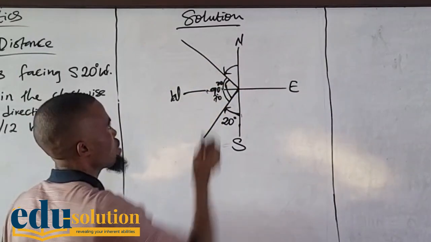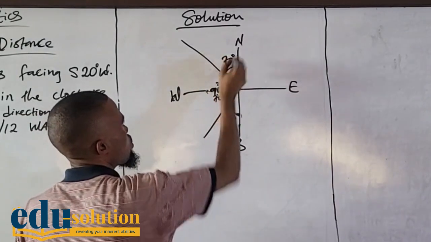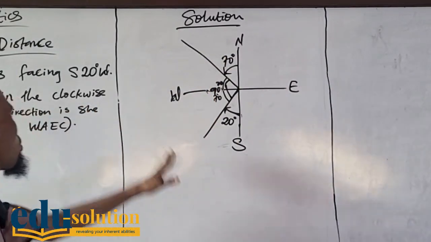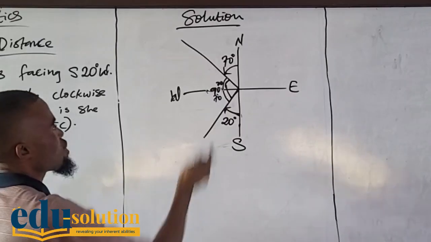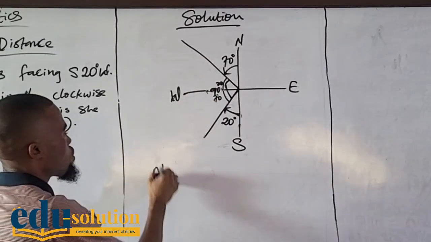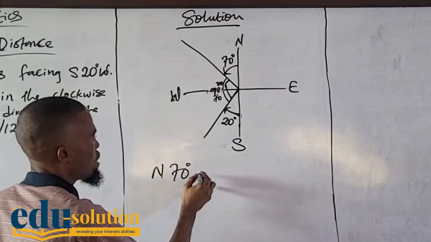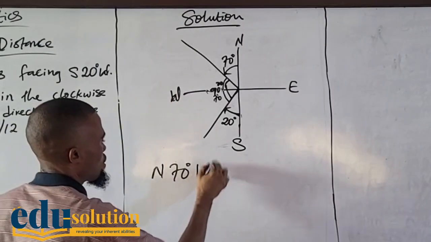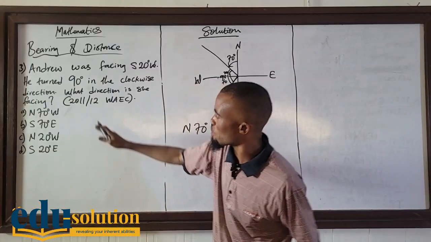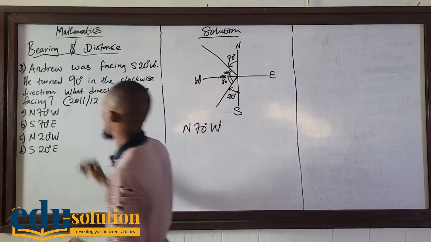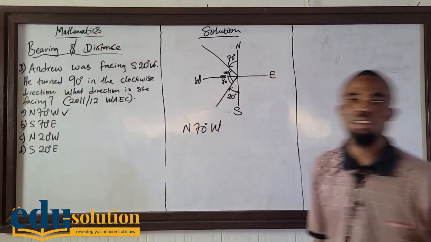The remaining part is going to be 70. So if we want to quote it, he is currently facing north, so we must start from the north: north 70 degrees west. So let's take the options here. I think the first one is the correct answer. So that's our answer.